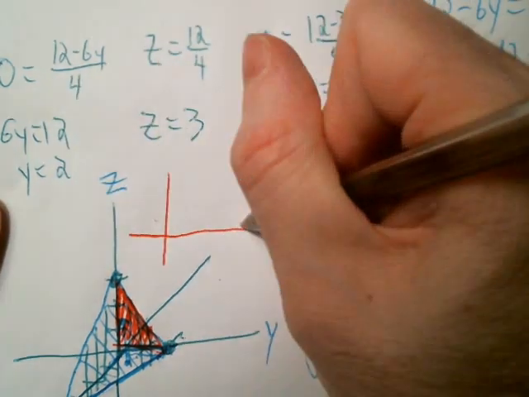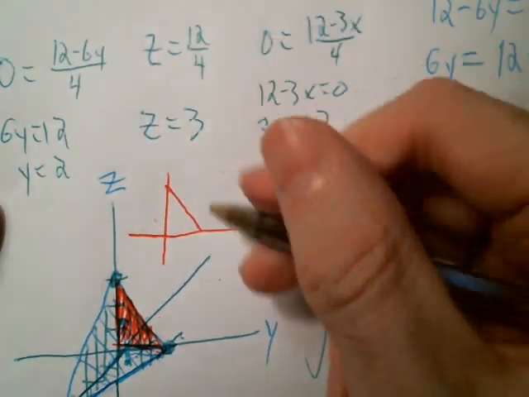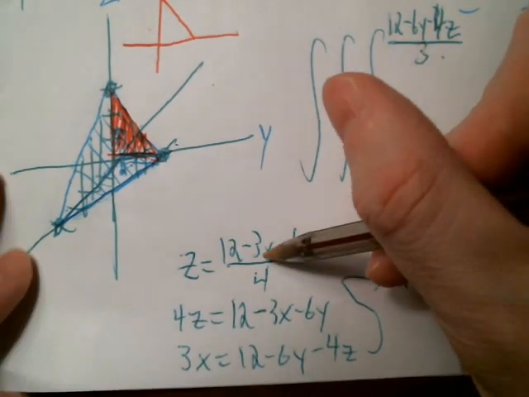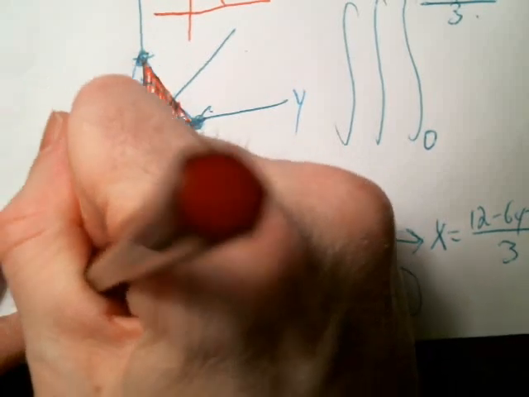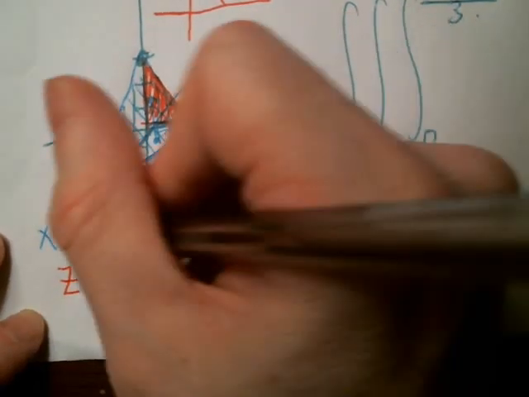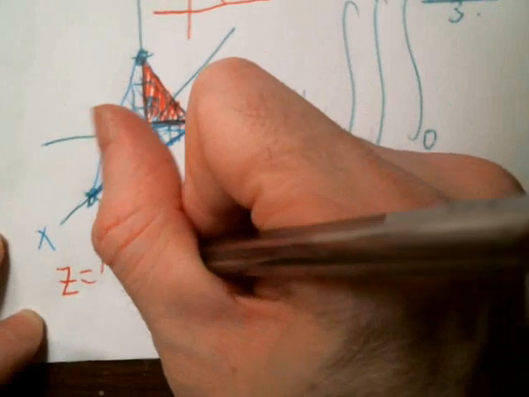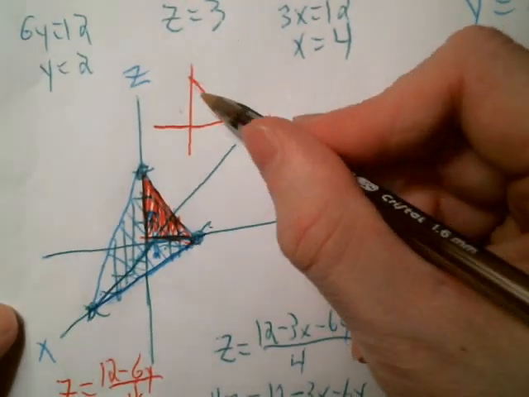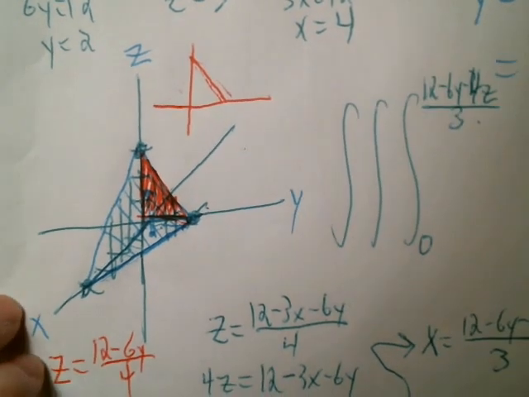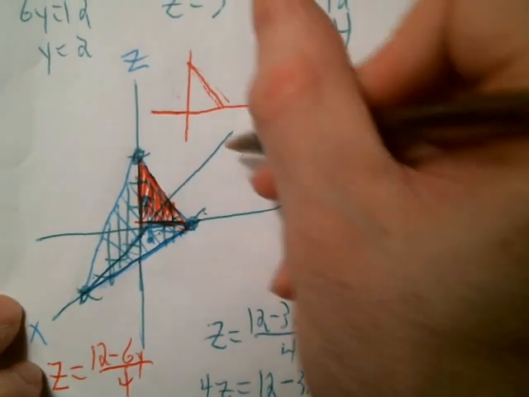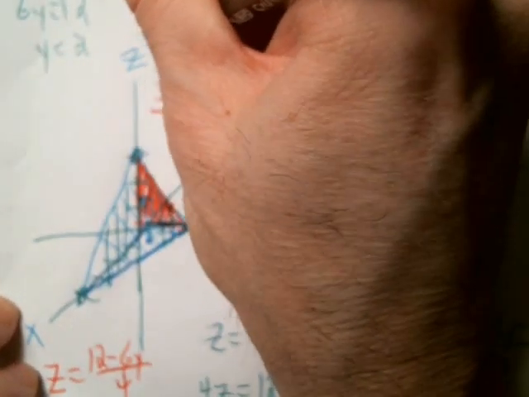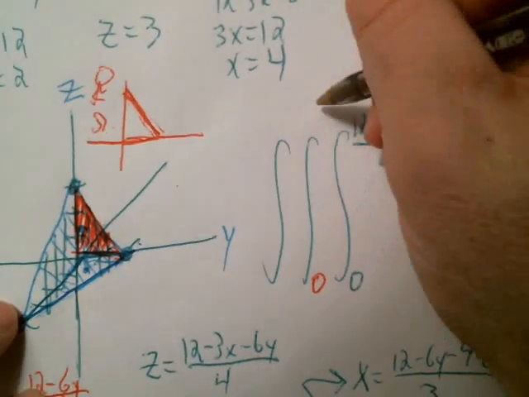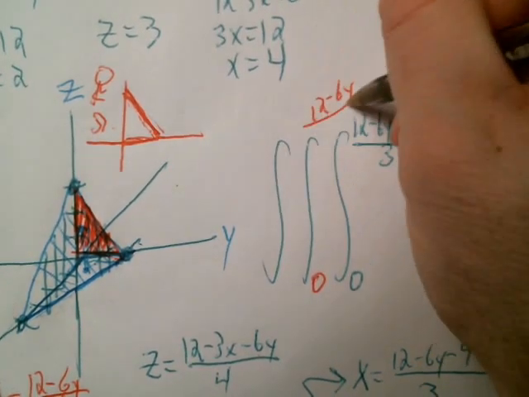So for the red triangle, I'm going from curve to curve. Okay, so in this case, I need to work with this, but with x equaling 0. So in that case, z equals 12 minus 6y all over 4. And that would be this curve right here. So it's going from z equals 0, which is this curve, and this is my orientation, to z equals 12 minus 6y all over 4.